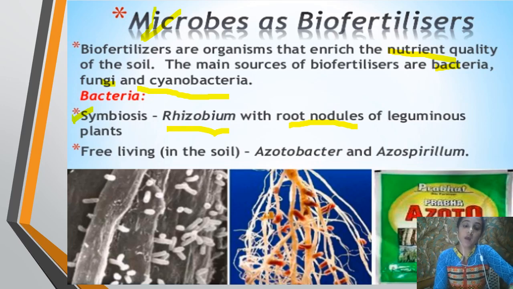And some of the other microbes present in the soil are Acetobacter and Azospirillum. With the help of these two bacteria also, we can help to increase the nutrient quality, yeah, increase the nitrogen production of the soil.